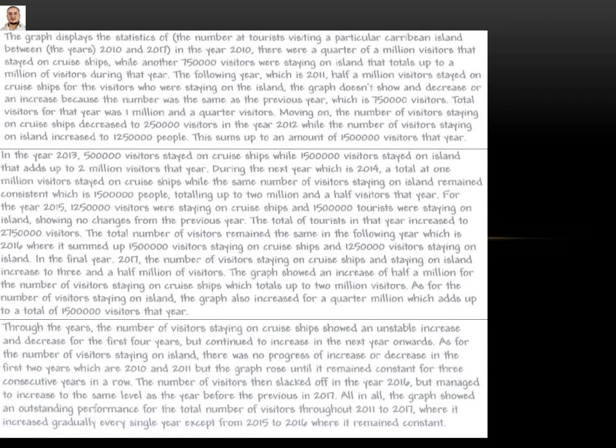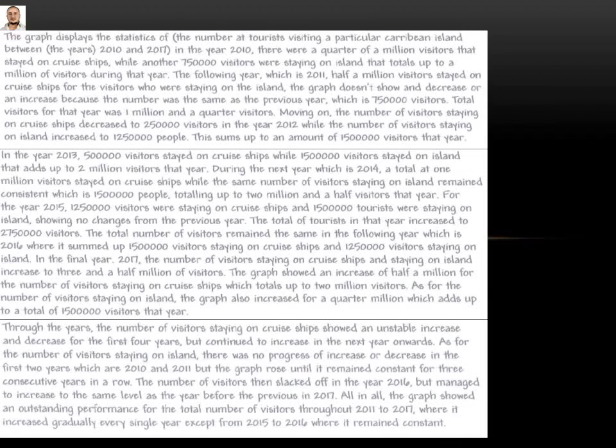The following year, which is 2011, 500,000 visitors stayed on cruise ships. For the visitors who were staying on the island, the graph does not show a decrease or an increase because the number was the same as the previous year, which is 750,000 visitors. Total visitors for that year was 1,250,000 visitors.